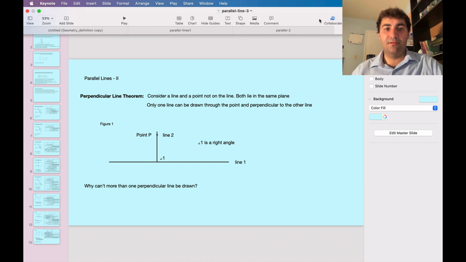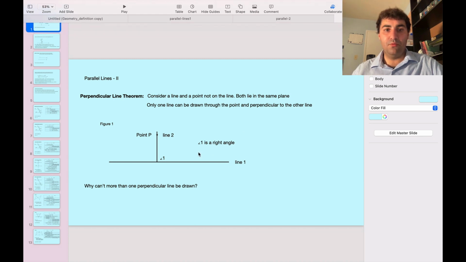So consider a line, let's call it line 1, and a point not on line 1, point P, and both lie in the same plane. Only one line can be drawn through the point P that's perpendicular to line 1. So there's only one line 2 here that can be drawn through P, and that will intersect line 1 at a right angle. So why can't we draw more than one perpendicular line?